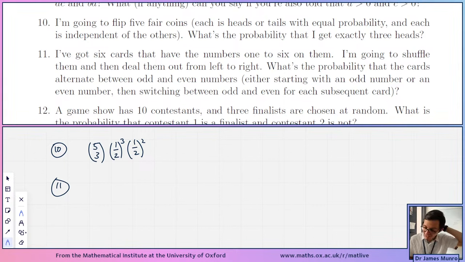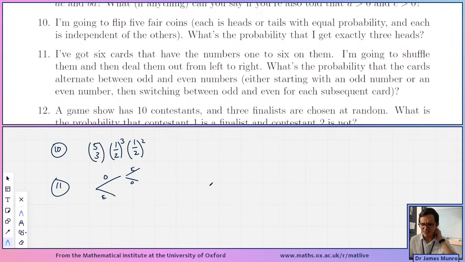6 cards, and we're asked for something slightly weird, which is the probability that they alternate between odd and even numbers. There are ways to think about this to do with a probability tree, where I pull out the first card, and the first card is either odd or even. And then that affects the probabilities going forwards. So what's the probability that I see odd, even, odd, even, odd?